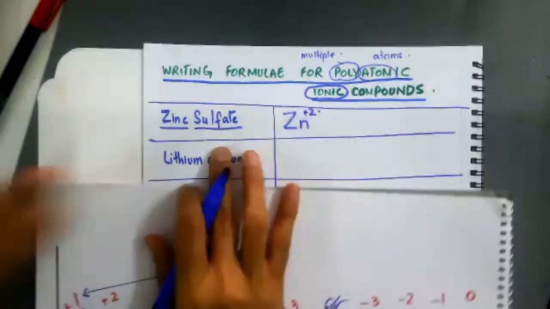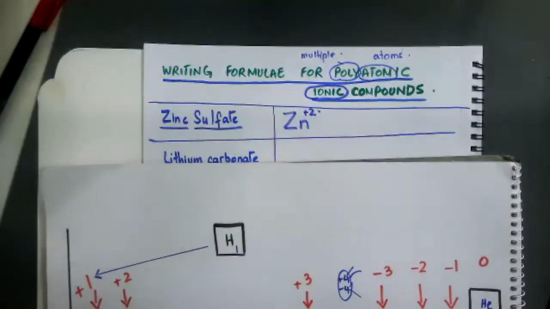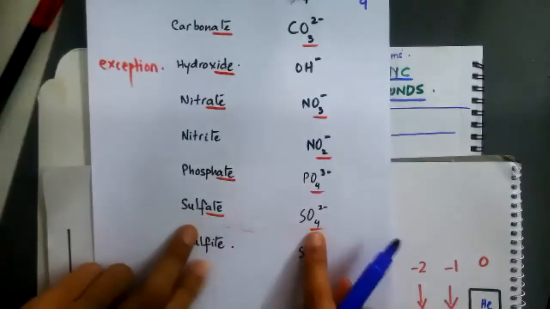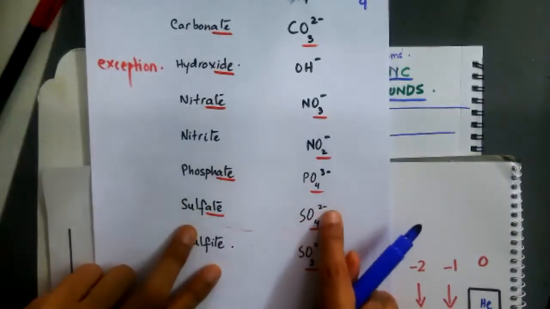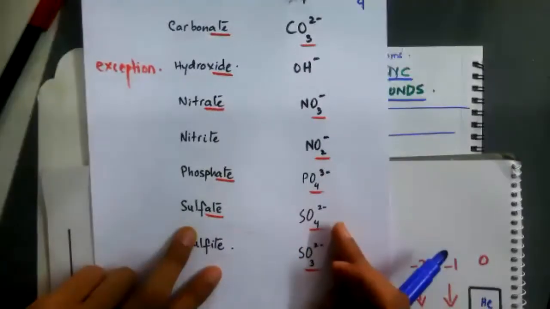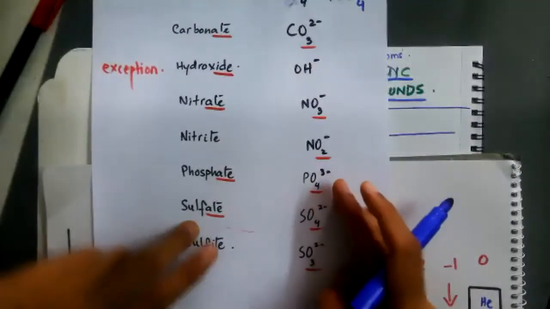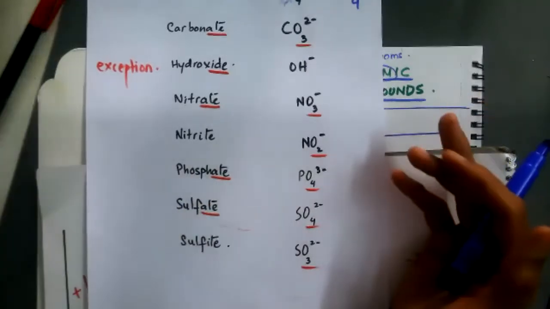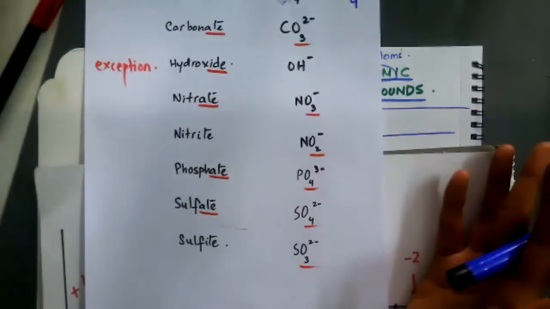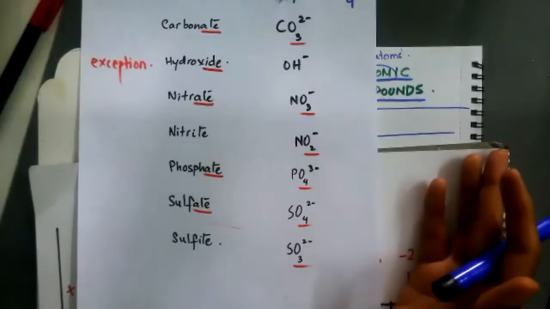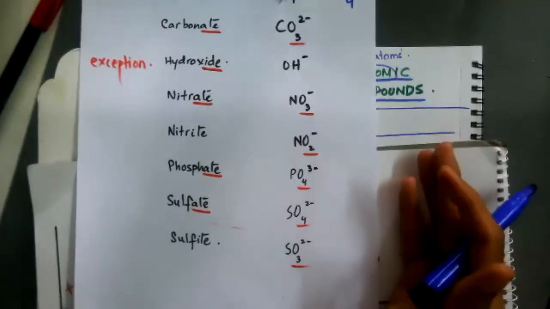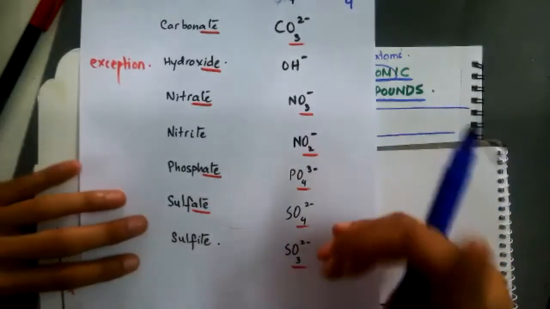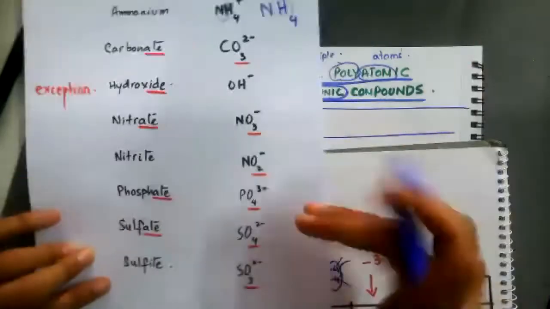And then sulfate. Now from our list of polyatomic ions, we know sulfate is SO4 2-. So you have to learn this list. Practice and you'll learn it. That's how I did. When I was a student, there was no YouTube, there was no Google, there was nothing. We did not have internet. How did we learn? We learned by practice. The more you practice, you'll learn it. So sulfate is SO4 2-.